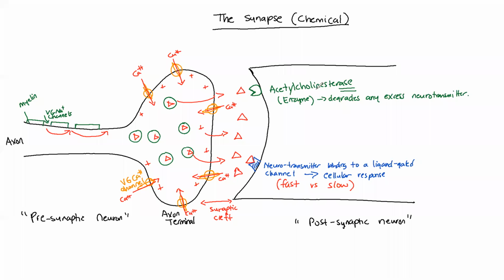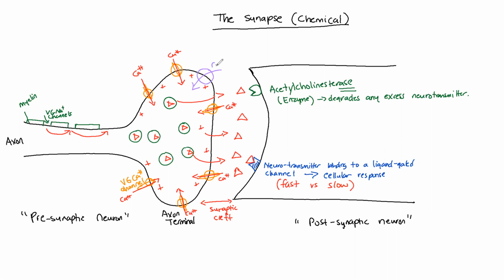Okay, and then we also have another way to clear the junction. That is with the reuptake molecule. So we have a reuptake molecule that is on the membrane of our presynaptic neuron. So right here. And this is another way for us to clear the junction. So any type of extra or excess neurotransmitter can be reuptaken back into the axon terminal, and it can be recycled and repurposed into a new synaptic vesicle.